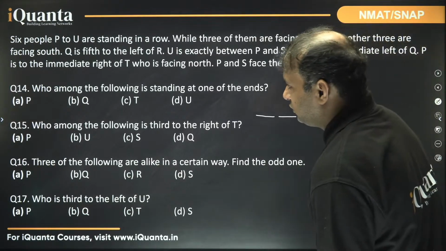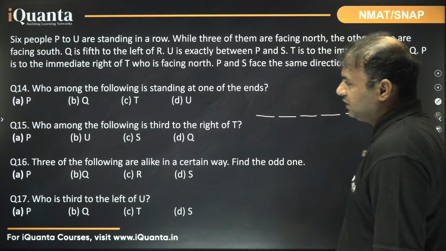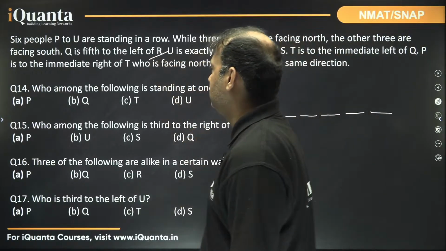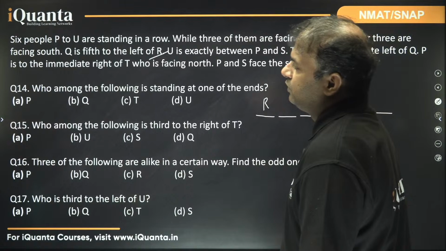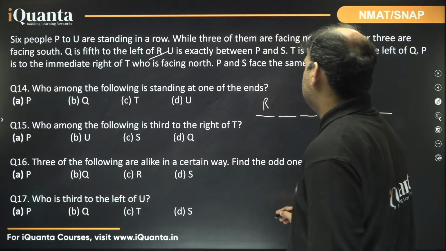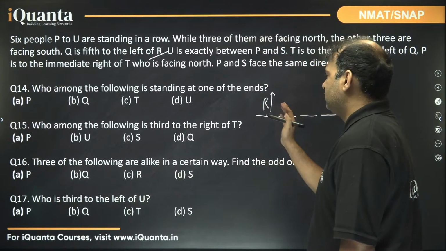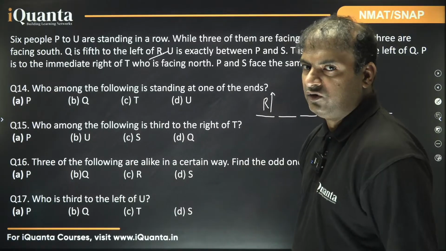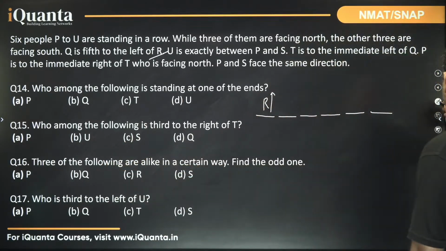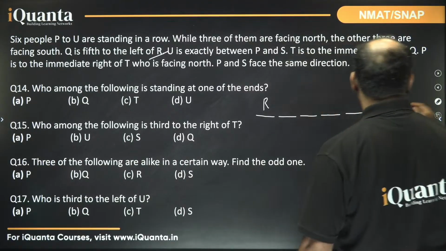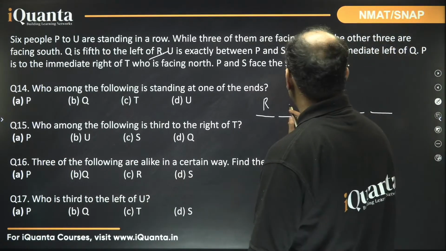Okay, so Q is fifth to the left of R. So this information is with respect to R, right guys? Okay, let's say R is here. So Q is fifth left of R. So guys, if R is facing north, there cannot be anyone to the left of R, obviously, right? If R is facing north, there will be no one to the left of R. So one thing is sure, if R is sitting here, then R has to be facing south, right? So let's say R is facing south.